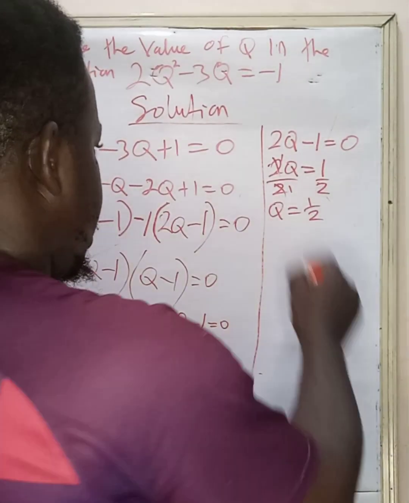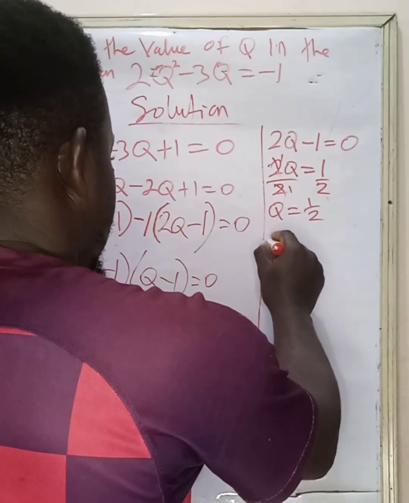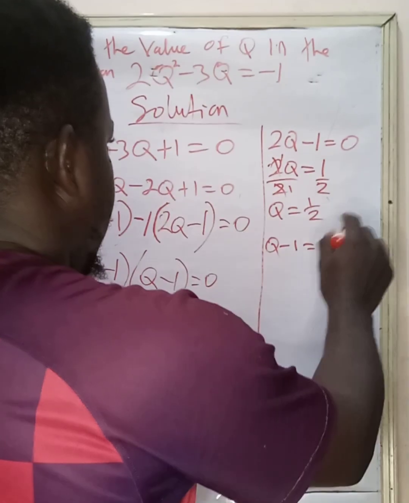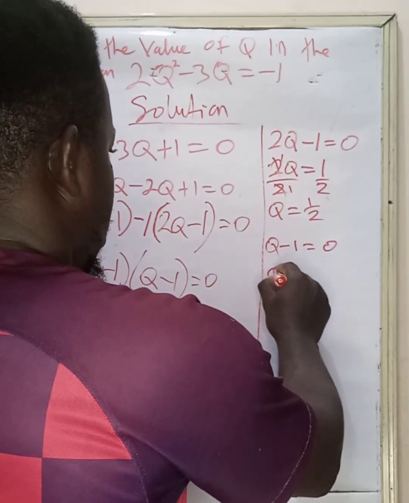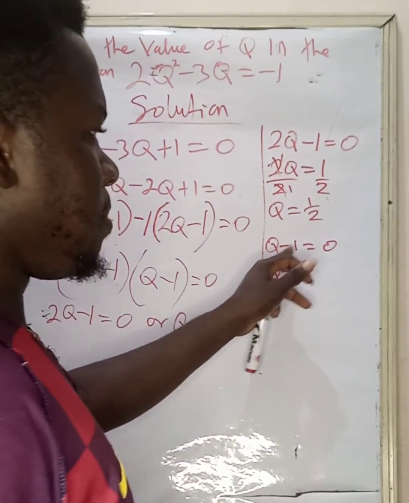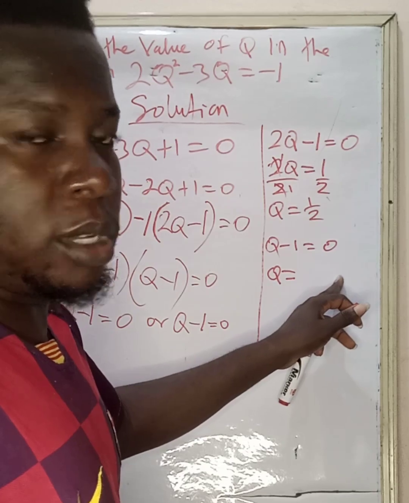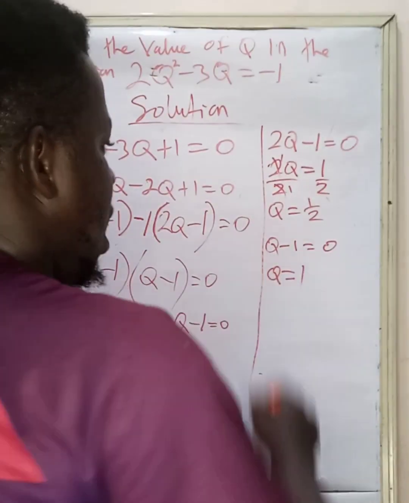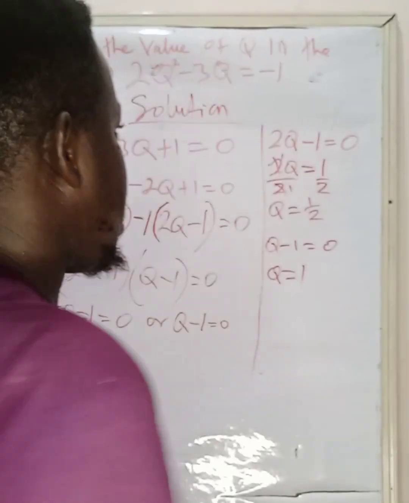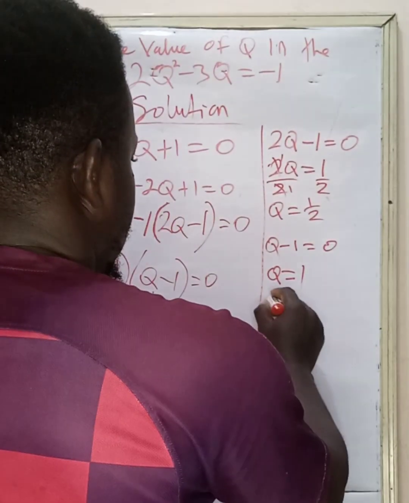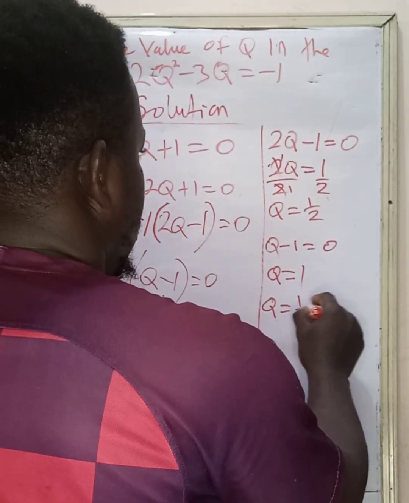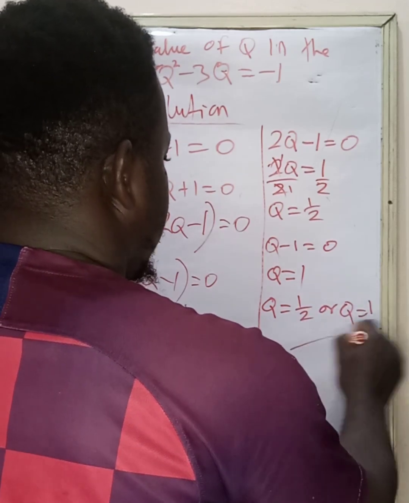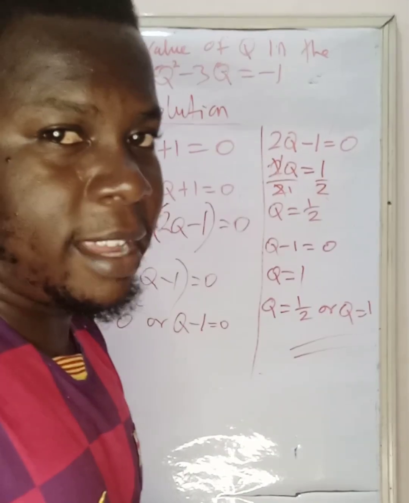So we'll do the same thing here. Q minus 1 is equal to 0. Q is equal to, we'll move this minus 1. If you cross this equation sign, it will be plus 1, which is just 1. So we'll have Q is equal to 1. So we can decide to say Q is equal to half, or Q is equal to 1. And that is our final answer.